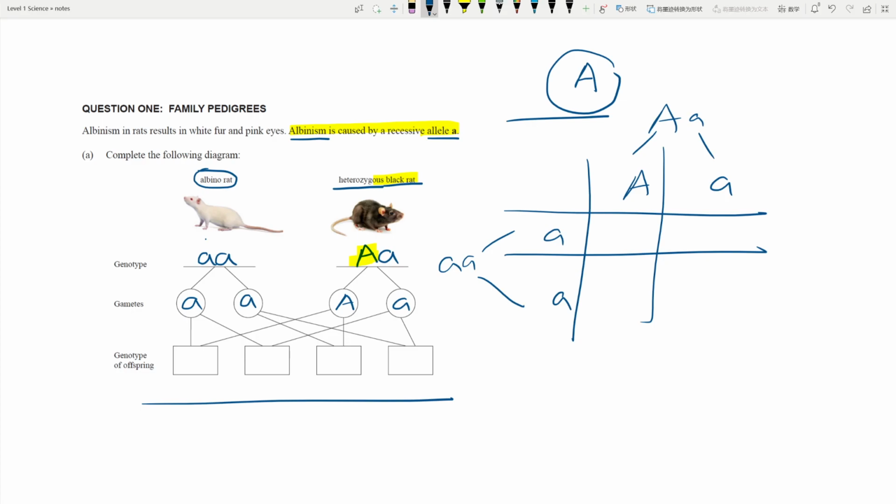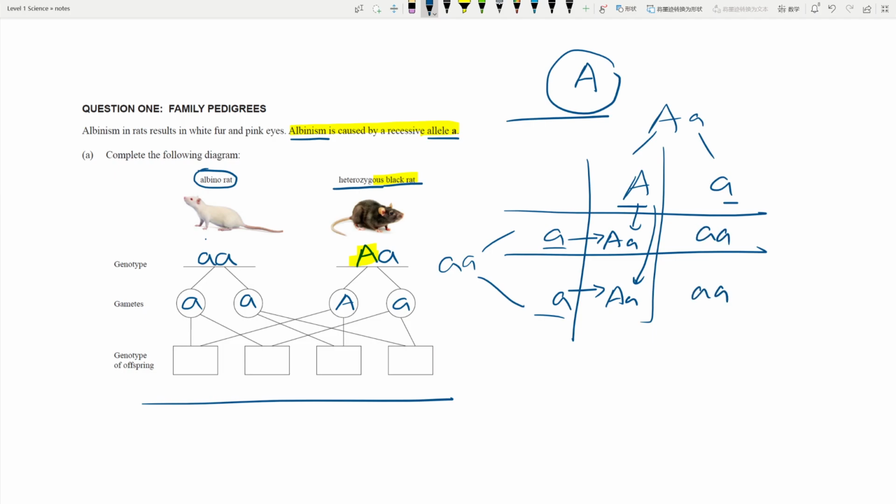So how do you do a Punnett square? You just identify the two alleles and put one each into the columns, and then you simply combine them. For example, this and this goes here, so it's a capital A, lowercase a. This and this goes here, so this is a capital A, lowercase a. And this is small a, small a.